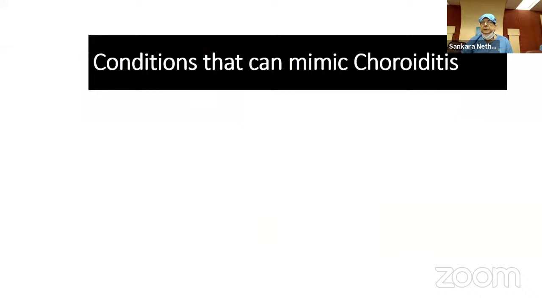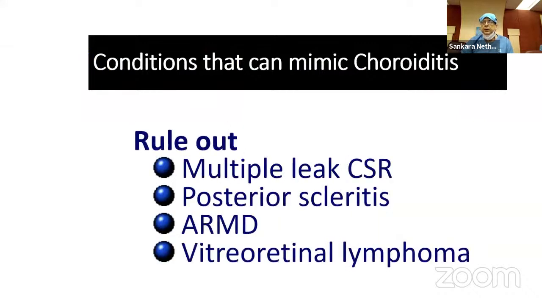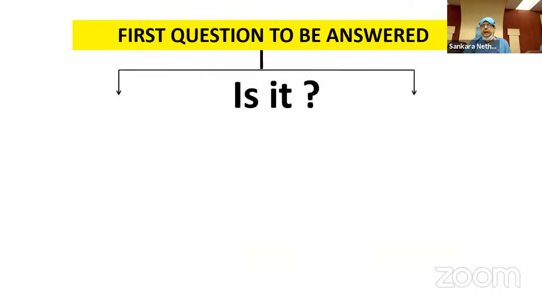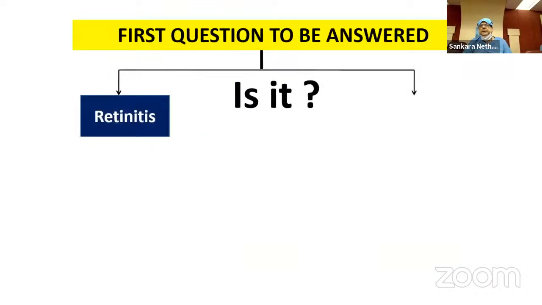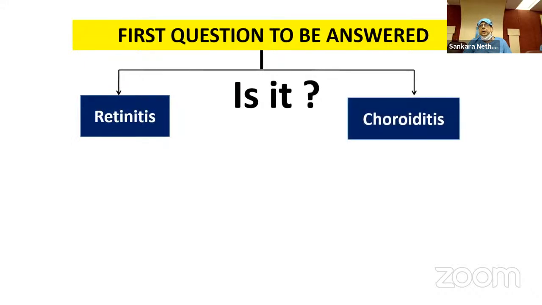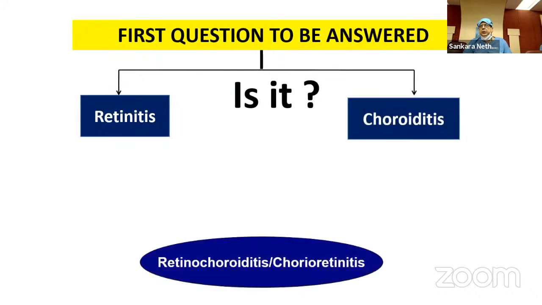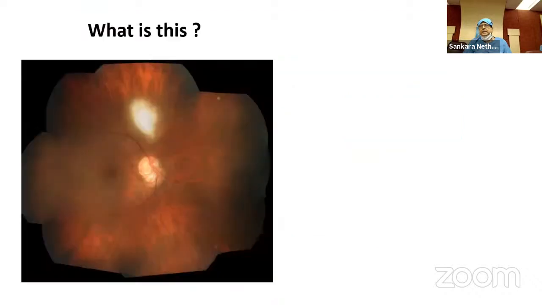So, to summarize, conditions that can mimic choroiditis are multiple leak CSR, posterior scleritis, age-related macular degeneration, both dry and wet type, and last but not the least, vitreoretinal lymphoma. The first question to be answered in posterior uveitis: is it a retinitis or is it a choroiditis? Or is it a retinochoroiditis or chorioretinitis?